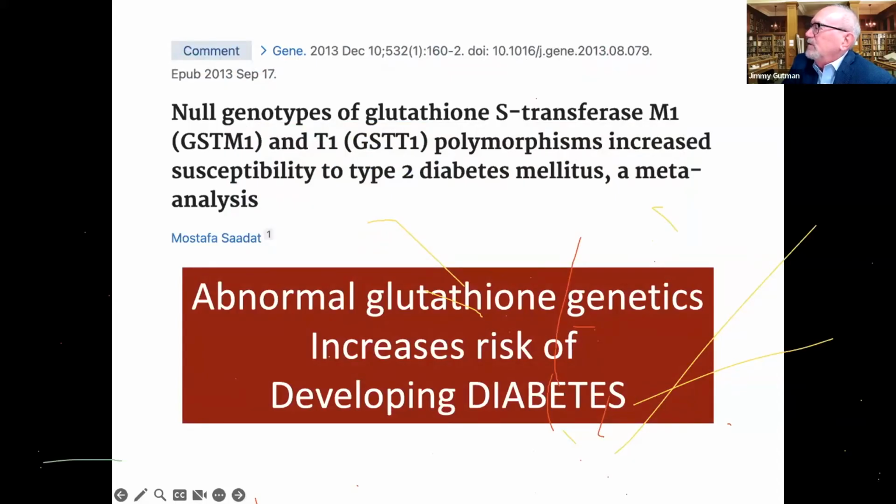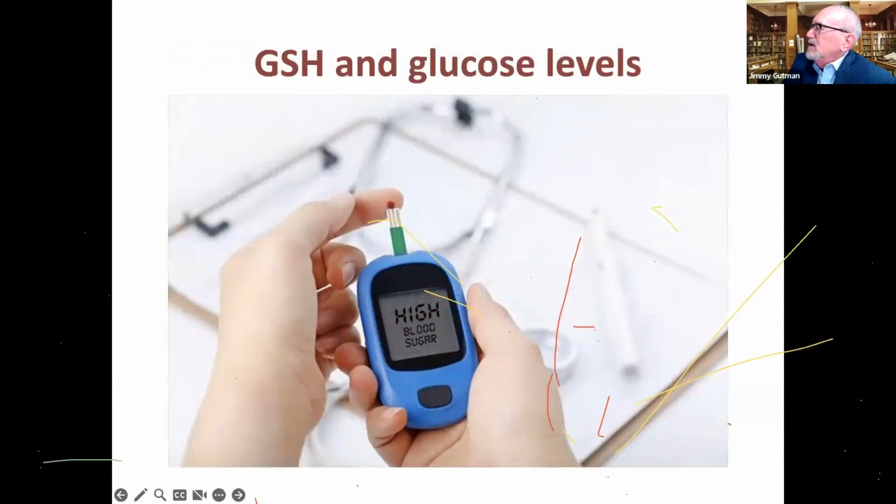These results have also been shown to exist for a good number of other glutathione genetic aberrations. So it's clear that if glutathione is not functioning properly, diabetes can result. Wow. Now let's take a closer look at glutathione and sugar levels.